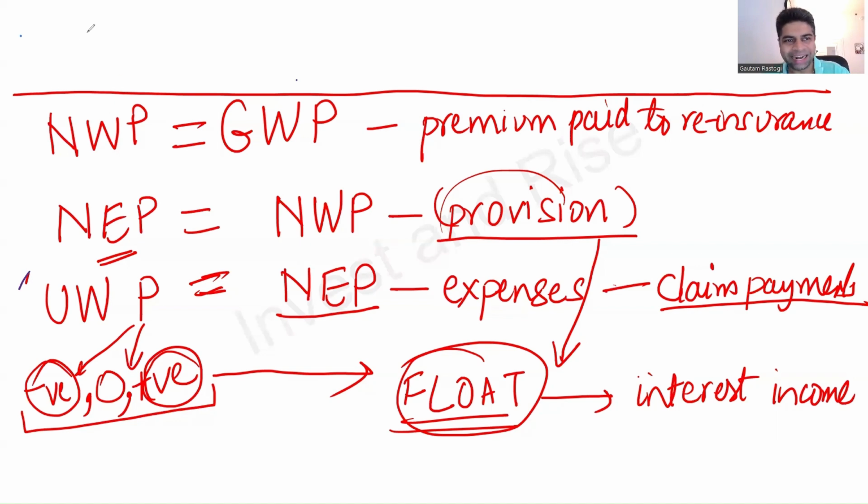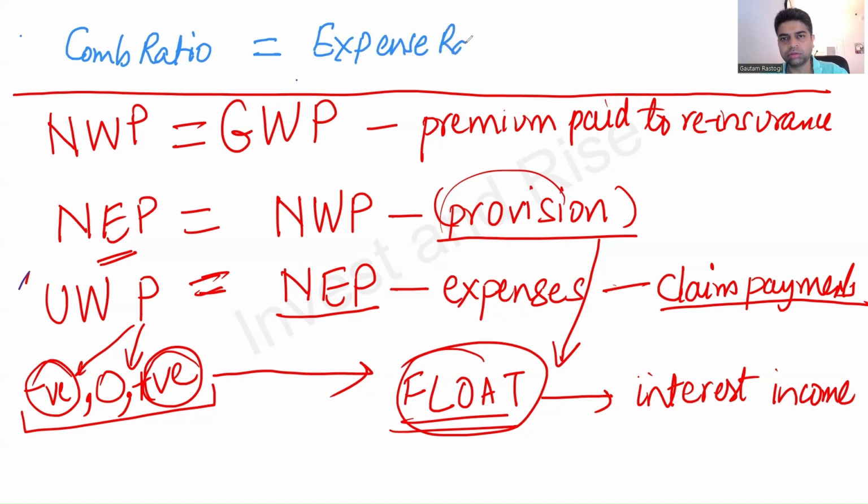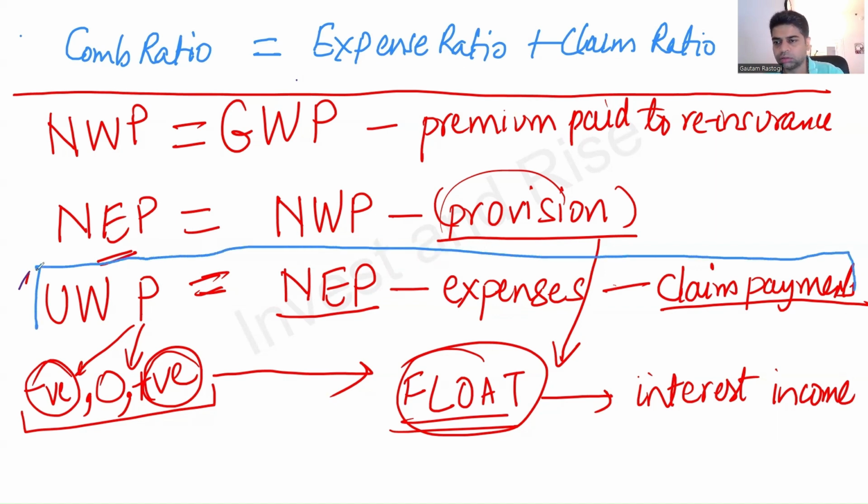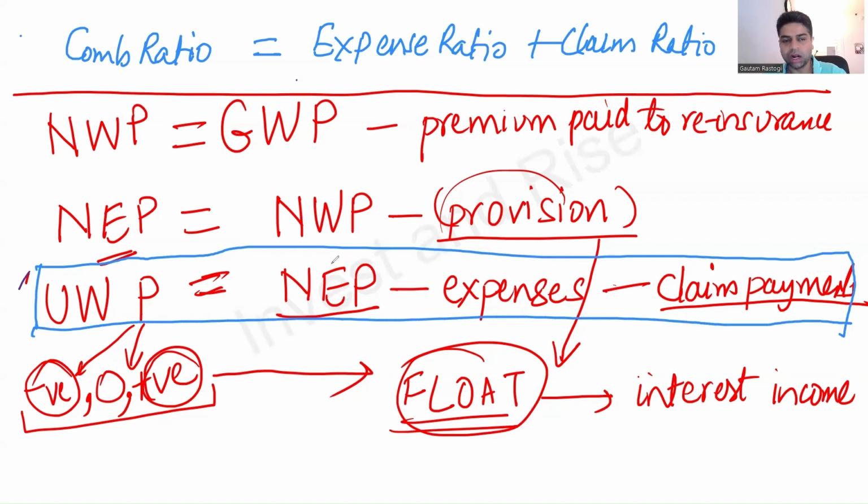All right. So your combined ratio is basically a sum of your expense ratio, how much expenses you have, plus your claim ratio, how many claims there are. Claim ratio is also called loss ratio. It's the same thing. If you look at this equation here, we netted out expenses and claims from this net earned premium to arrive at underwriting profit, right? So expenses divided by net premiums is the expense ratio, and claim payment divided by net premium is your claim ratio. So that's what claim ratio really is.